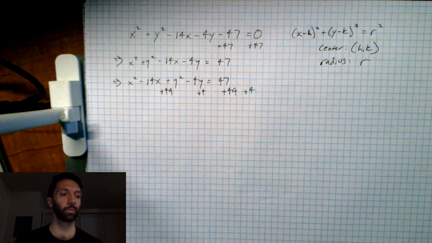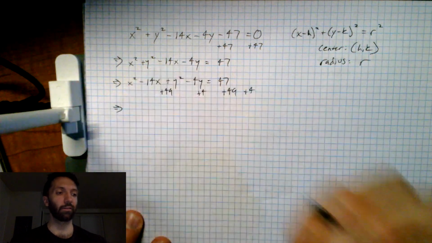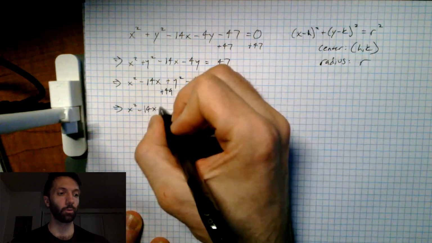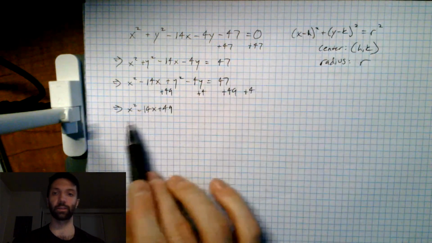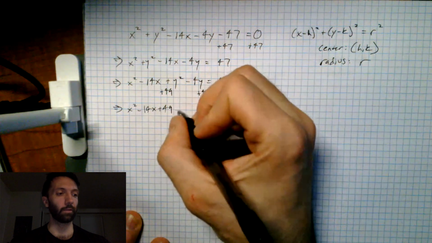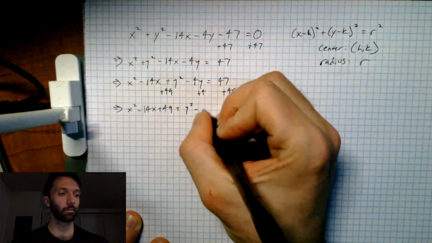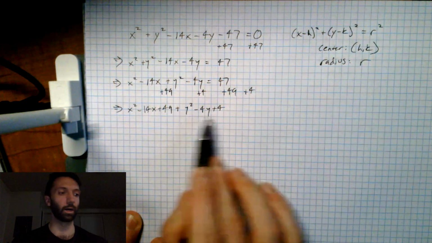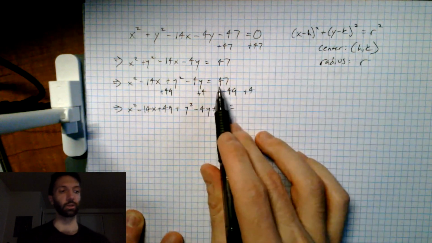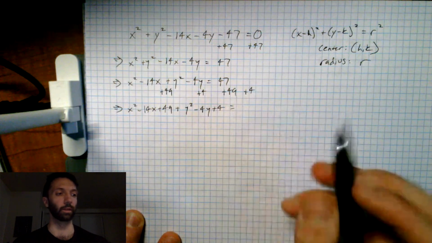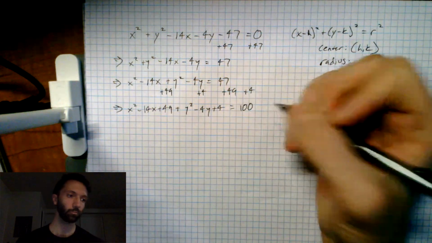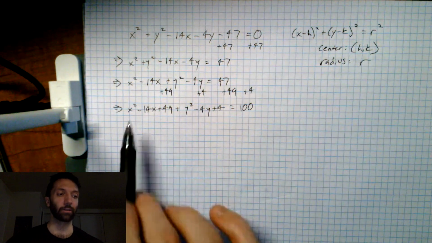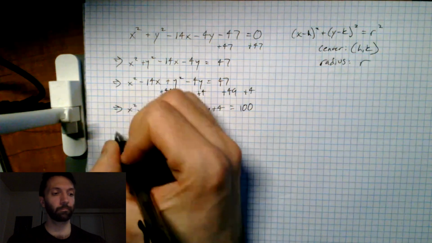All right. So now what I have is a perfect square trinomial in terms of x. And then I also have a perfect square trinomial in terms of y. And the 47 plus the 49 plus 4 is going to give me 100. Okay. And now I can factor these perfect square trinomials.